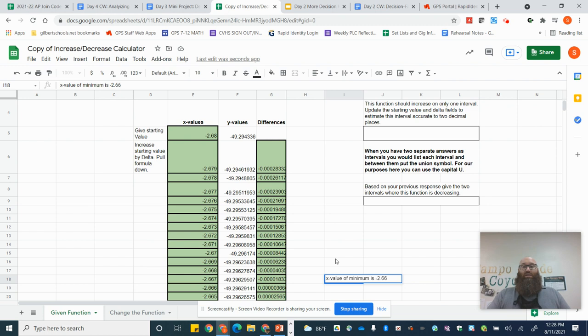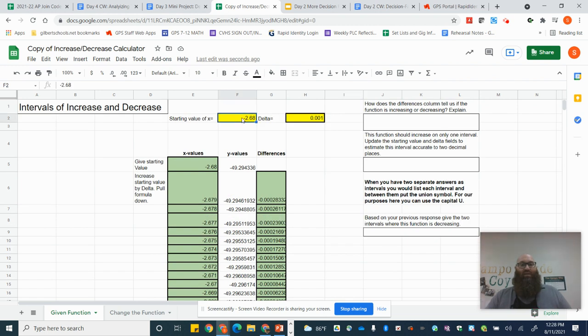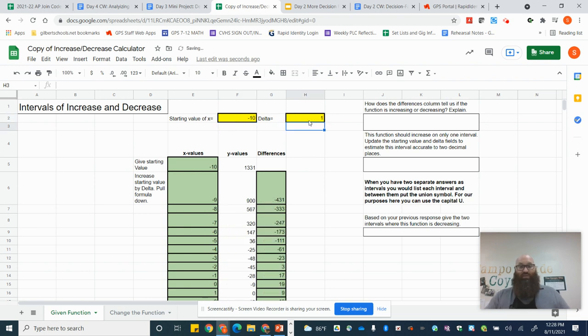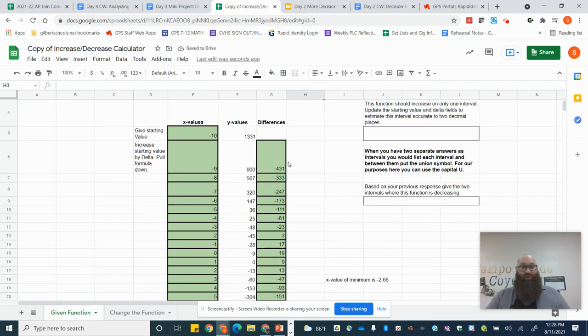Okay. Now, from there, we can also start to take a look at finding the x value of the maximum. So here, if I come back up, I'm going to restart just like we did at the beginning. I'm going to go negative 10, I'm going to go positive 1. Remember, here is where the function is decreasing. Okay, then here we changed to increasing, so that meant that we had our minimum between negative 3 and negative 2. Our previous work told us that it was negative 2.66.